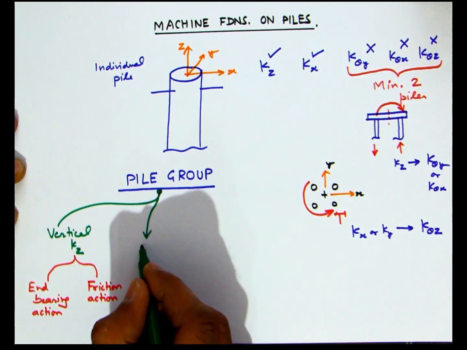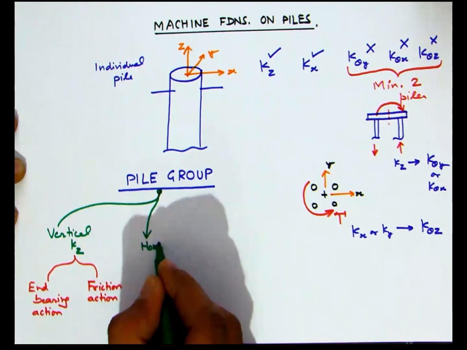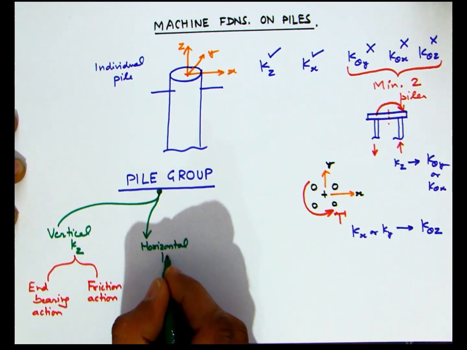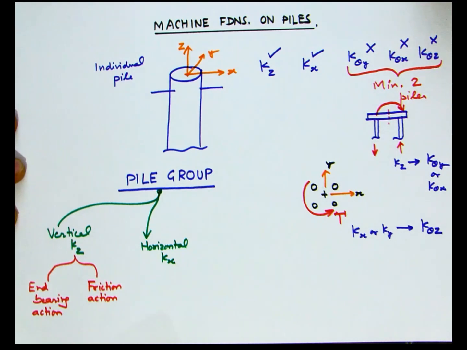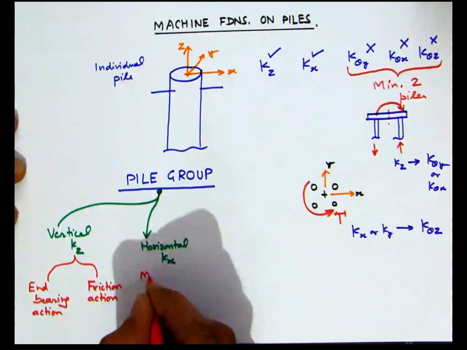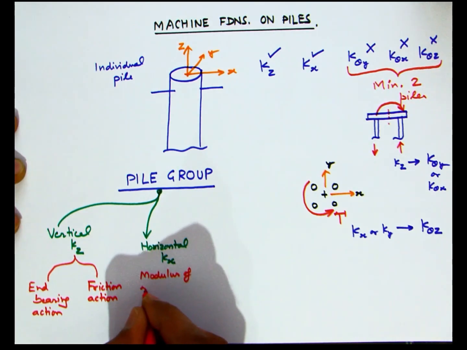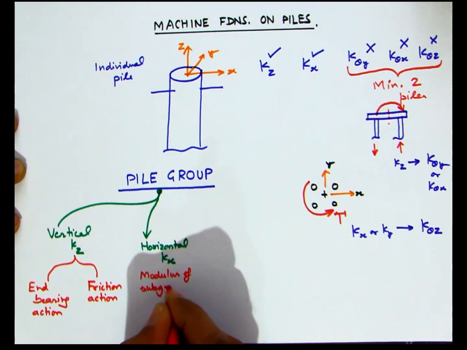Now, as far as the horizontal stiffness of the pile group is concerned, which we are denoting by Kx or Ky, the horizontal stiffness basically results from again the horizontal stiffness of the individual piles on account of the modulus of subgrade reaction.